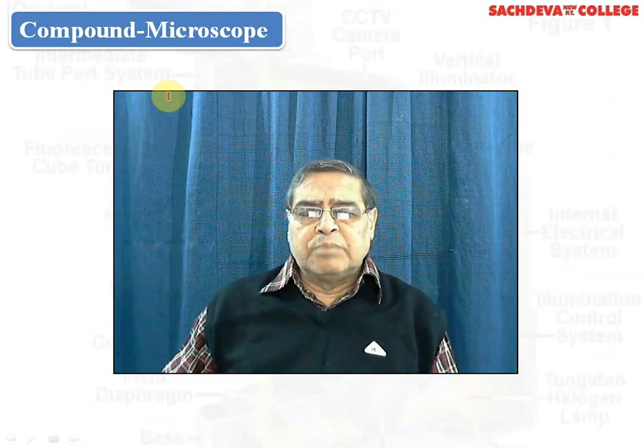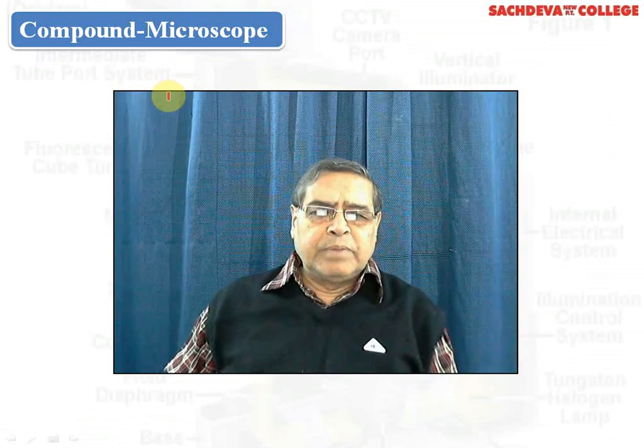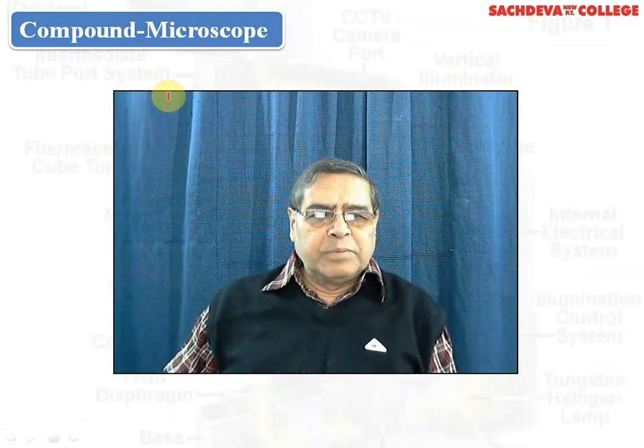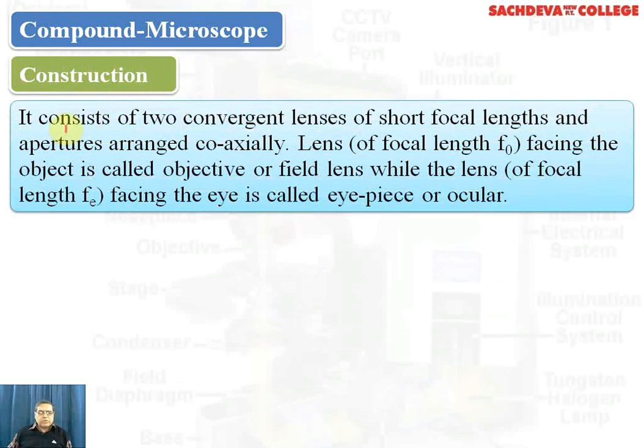The purpose of the compound microscope is to magnify a micro object like a virus or a bacteria or the blood cells, RBC and WBC, that is white blood corpuscles. Now we come to the main concept here, the construction of the compound microscope. As I have explained, it has two convex lenses. It consists of two convergent lenses of short focal lengths and apertures.